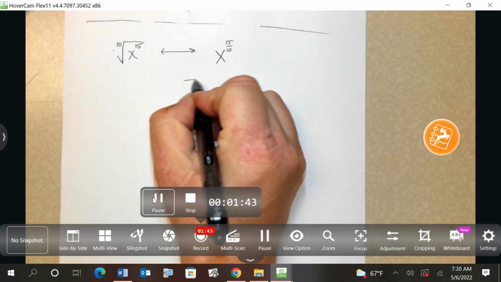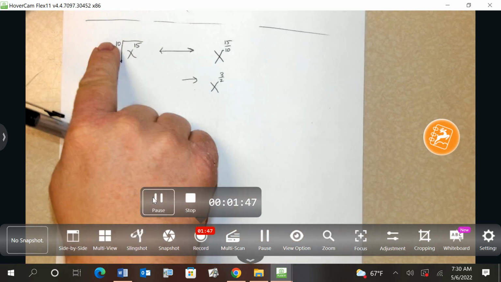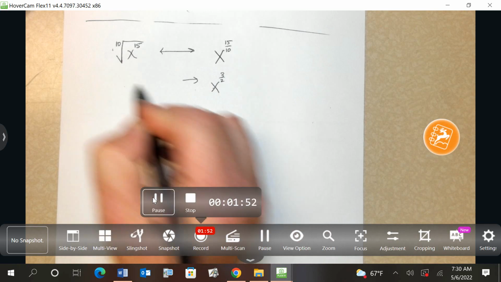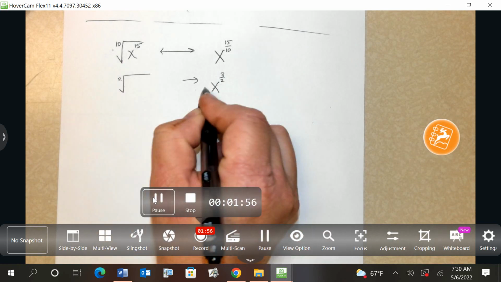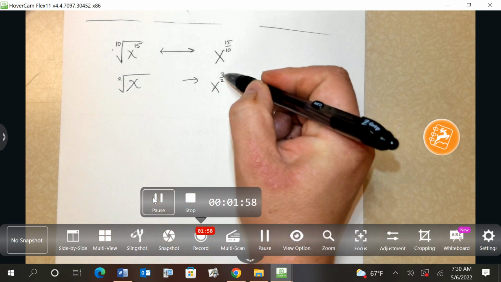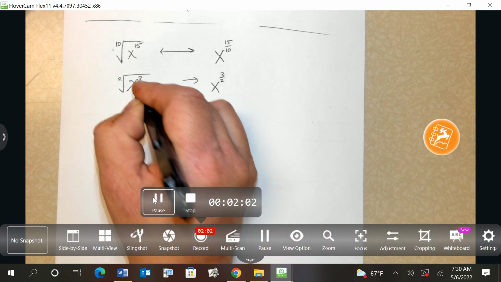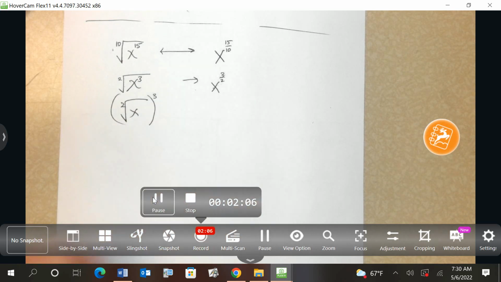I know that this also reduces down to 3/2. These three are equivalent. And I know that I can rewrite this in radical form with the nth root going on the outside, x is on the inside, and I have two options here for the 3. The 3 can go in this position, or it can go on the outside above the.